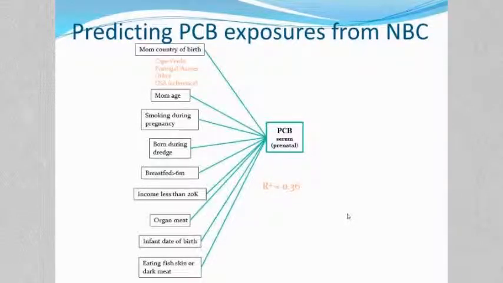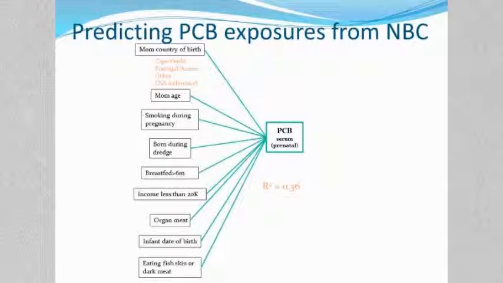So we can build a regression model explaining variation in PCBs, and this has been done in studies published in the literature in the past based on a variety of characteristics, demographics like mom's country of birth and age, exposure routes related to, for example, eating fish skin or dark meat, organ meat, broad secular trends, and other demographics. So this regression model confirmed what had been built elsewhere. The problem, though, is that you cannot ascertain all of this information in a multivariate way from available public data.